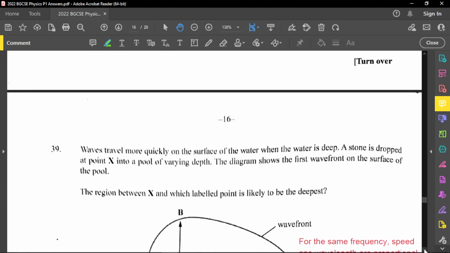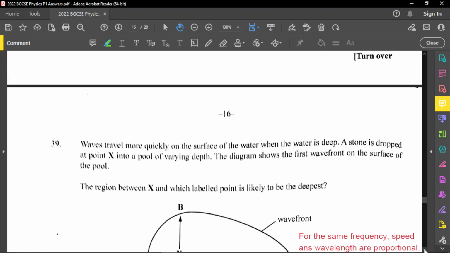For question number 39, waves travel more quickly on the surface of the water when the water is deep. A stone is dropped at point X into a pool of varying depth. The diagram shows the first wave front on the surface of the pool, and then it asks: the region between X and which labeled point is likely to be the deepest?